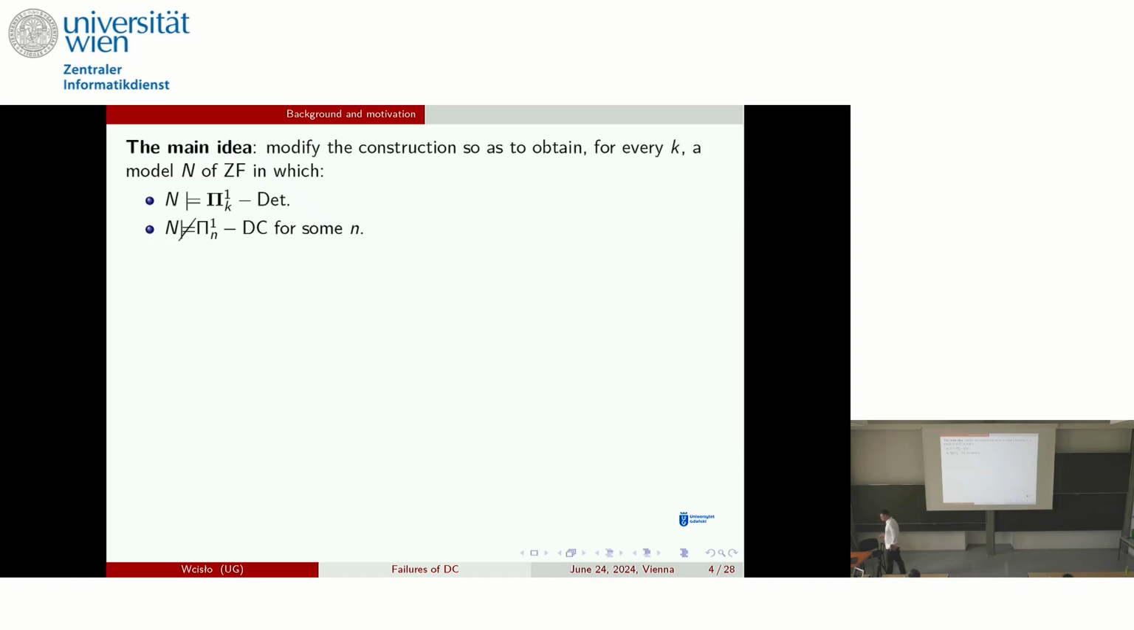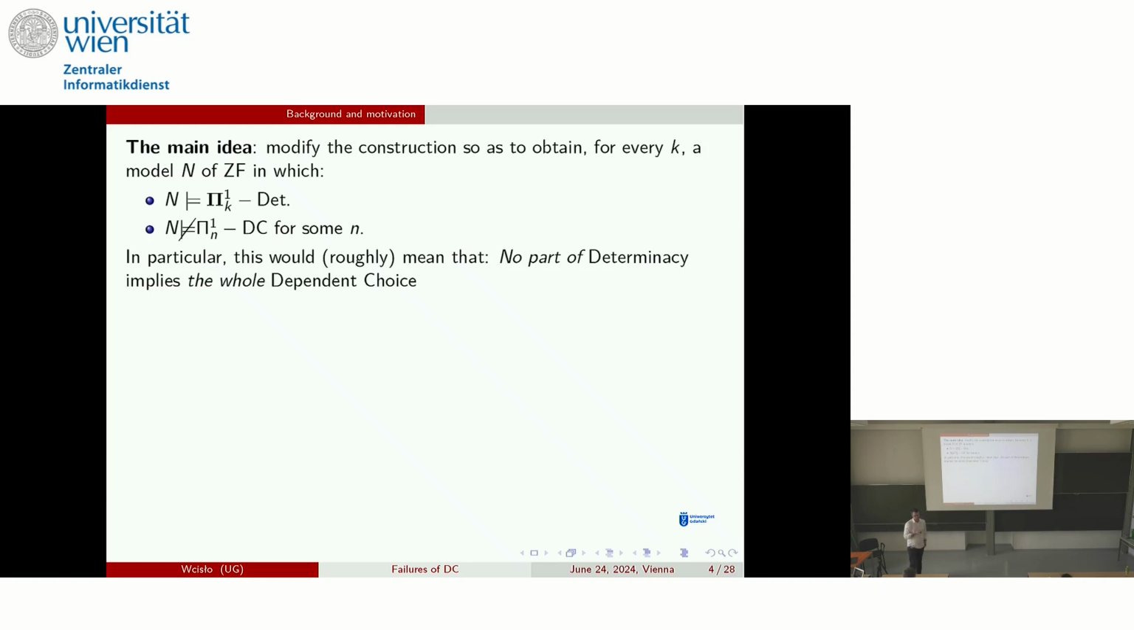So, yes, this would roughly mean, of course, a ridiculously small bit of the original problem, which doesn't necessarily push us any closer towards something that people actually cared about. But this one means that no level of determinacy implies the whole dependent choice, right? Like, obvious as a trivial corollary. Okay.